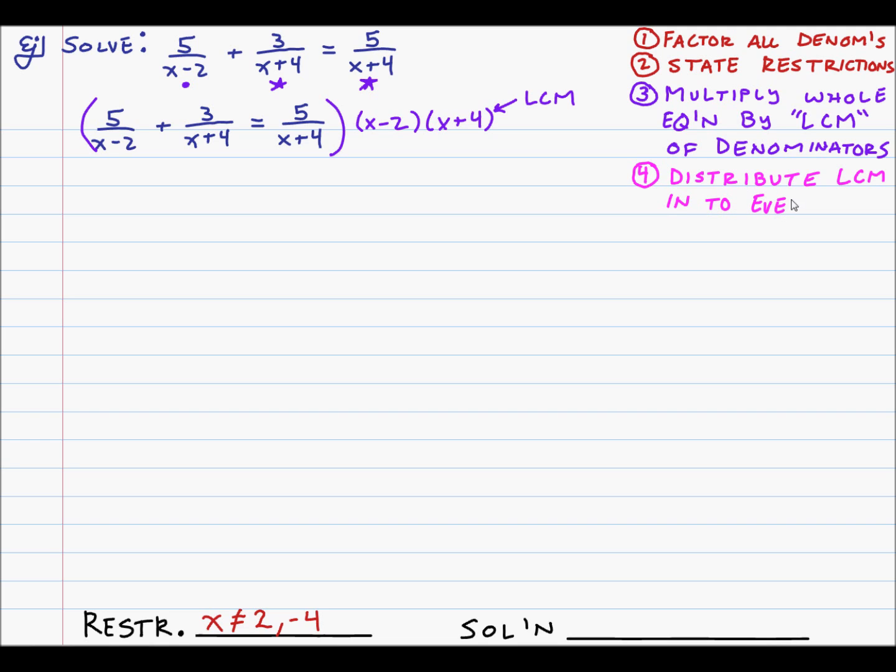We're going to distribute it into every single term of the equation. So both sides of the equal sign, everything. Everything's going to get a dose of, in this case, x minus 2, x plus 4. So we're going to ghetto sprinkler this thing in. Though it's not going to be pretty over here, we're going to go nuts with this thing. So we're going to multiply it into everything.